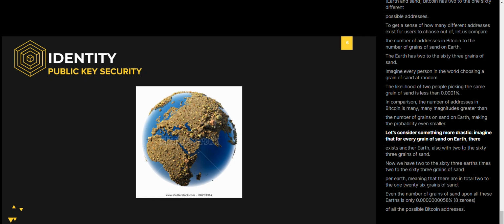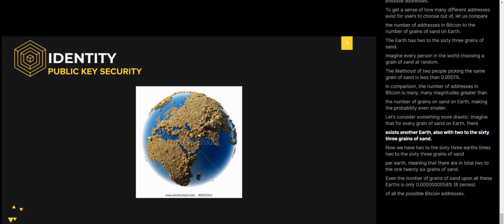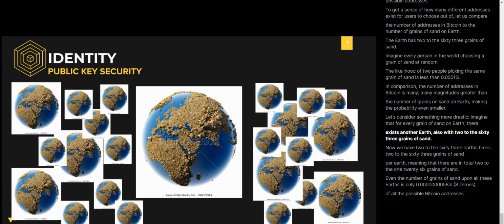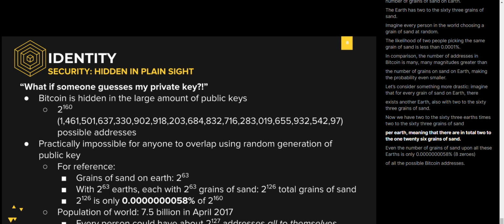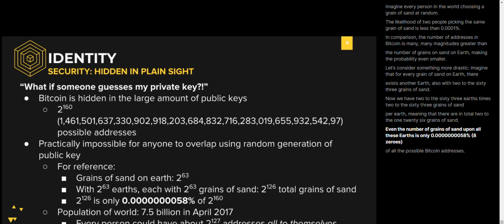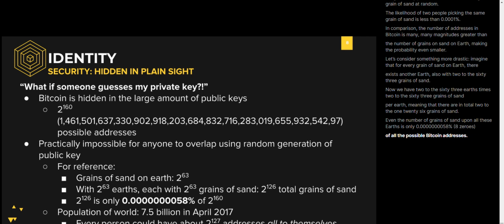Imagine that for every grain of sand on Earth, there exists another Earth, also with 2 to the 63 grains of sand. Now we have 2 to the 63 Earths times 2 to the 63 grains of sand per Earth, meaning that there are in total 2 to the 126 grains of sand. Even the number of grains of sand upon all these Earths is only 0.0000000058%, that's 8 zeros, of all the possible Bitcoin addresses.